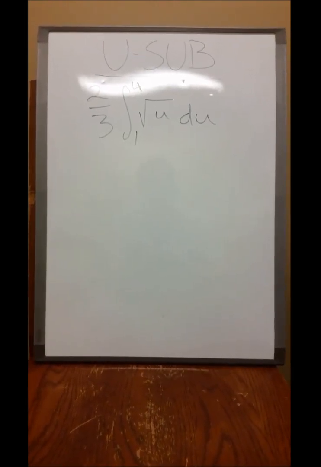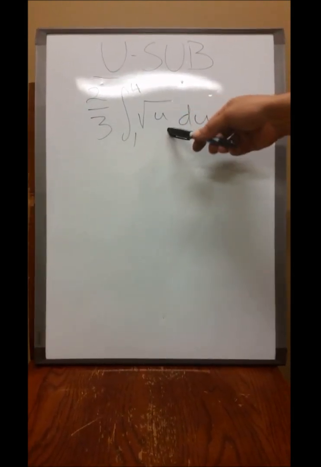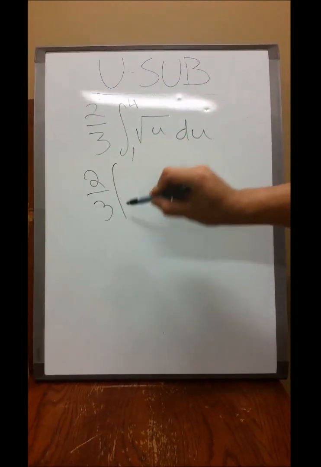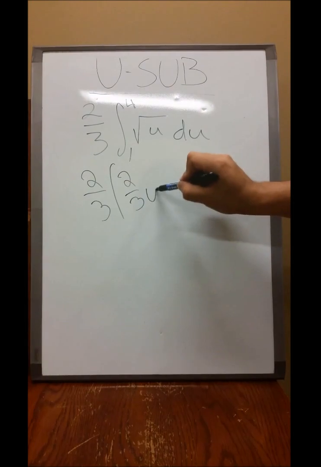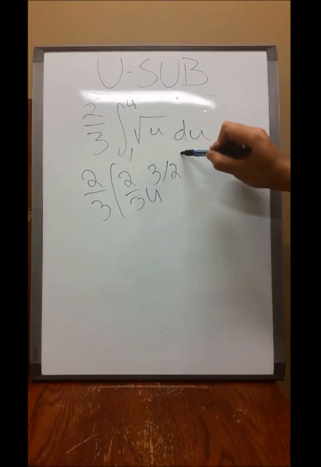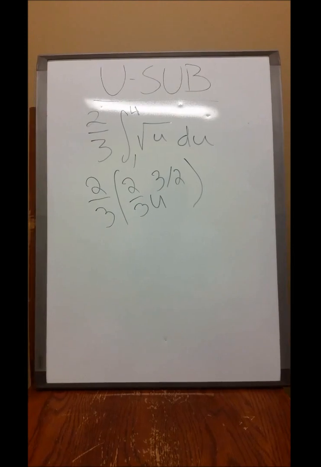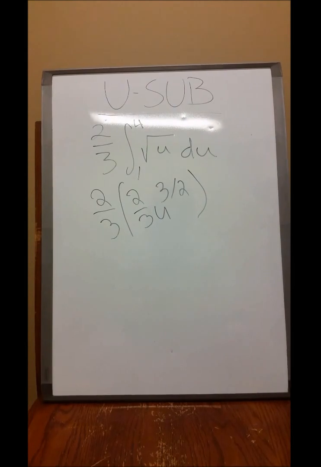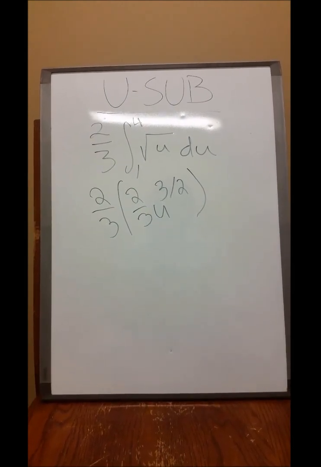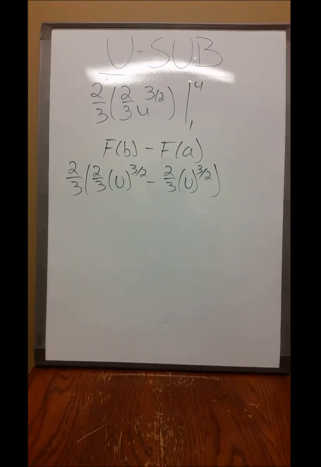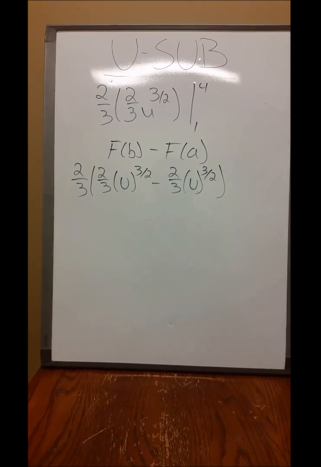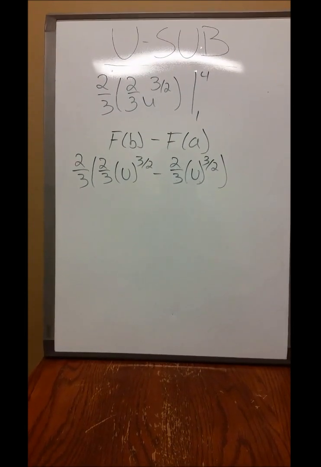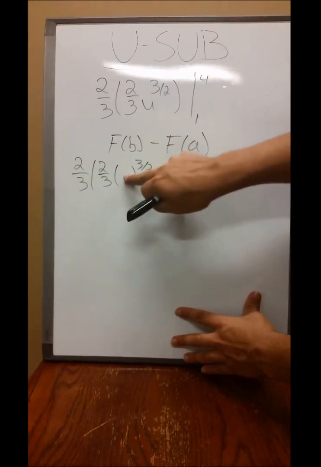And now that we have our bounds, you must take the integral of u, which in this case would turn out to be 2/3 u to the 3/2. And we times that by 2/3, and that's from our du derivative. And once we have this, we must do the first fundamental theorem of calculus to solve for the integral from 1 to 4. And by using it, we have written out our new equation. And since our bounds are from 1 to 4, we can plug in 4 for f of b and 1 for f of a.